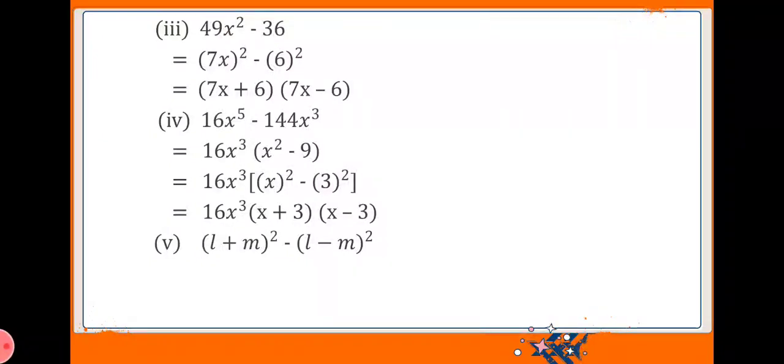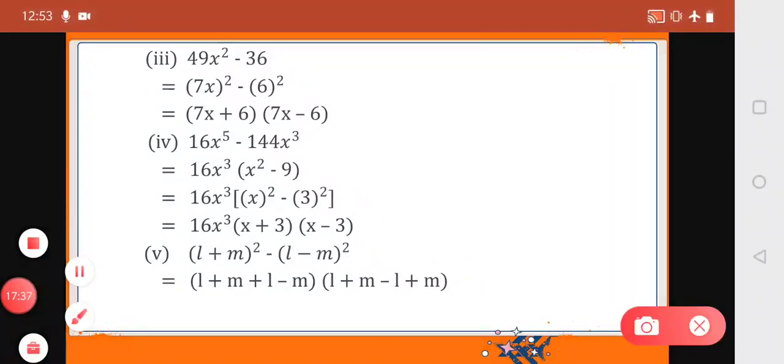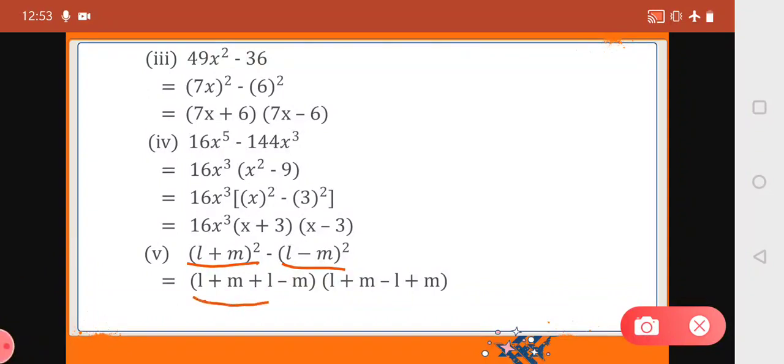Whatever is mentioned, one time you have to add and one time you have to subtract. So that is equal to (l plus m) plus (l minus m). Yes, one time we have to add both. This l plus m and this l minus m we have to add first, so we'll get l plus m plus l minus m. Next time, with the other bracket, we have to subtract.